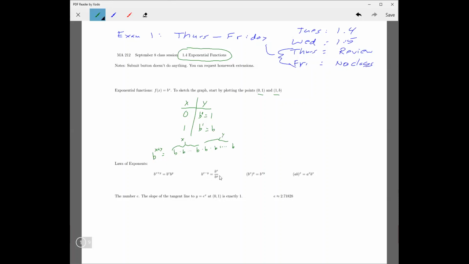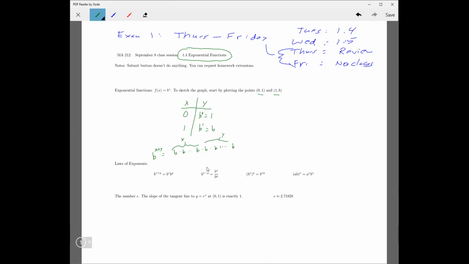X minus y would be b to the x over b to the y, and b to the x to the y is just b to the xy. So the power here is a multiplication, while the adding here is two separate ones. And a times b to the x is a to the x times b to the x. Just a few things to remember.